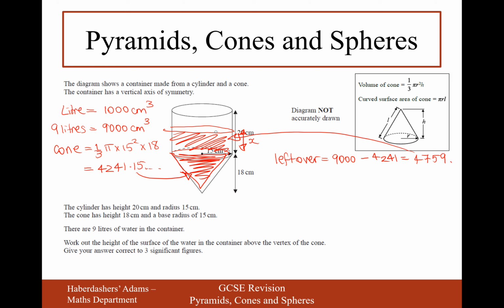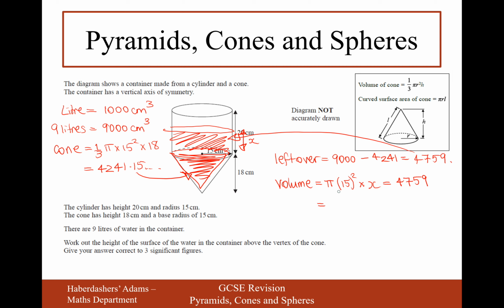So the volume of this cylinder on the top there is going to be pi r squared. That's the volume of the cross section times by the height. So the volume is going to be pi r squared, and r is 15 here, so pi times 15 squared times the depth of x equals 4759. That's how much water we want it to be containing left over. And we're going to work out x here to work out the depth of the container.